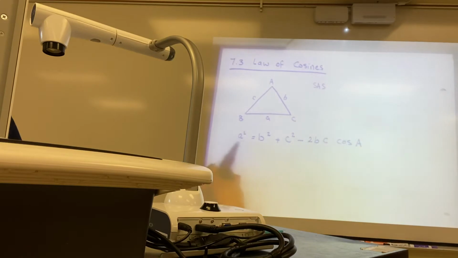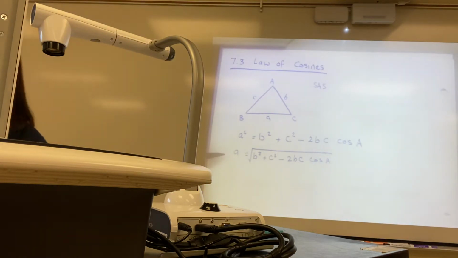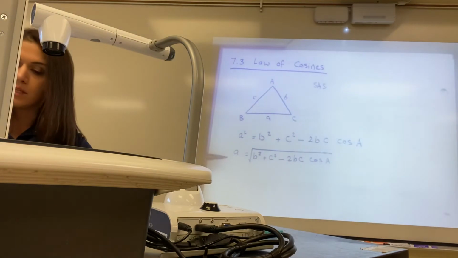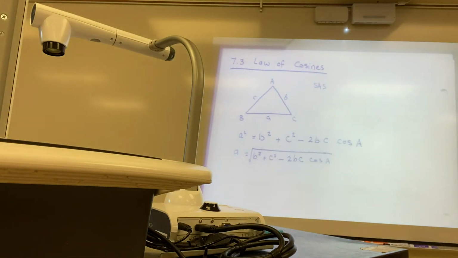But the law says a squared. So to find a, you need to take the square root of both sides, so everything will be under the square root: the square root of b squared plus c squared minus 2bc cosine A. And the same way you can find side B or side C. You can see all these formulas on page 294 in the book.